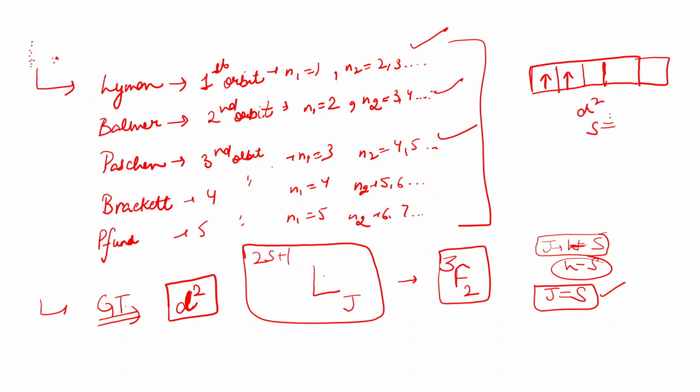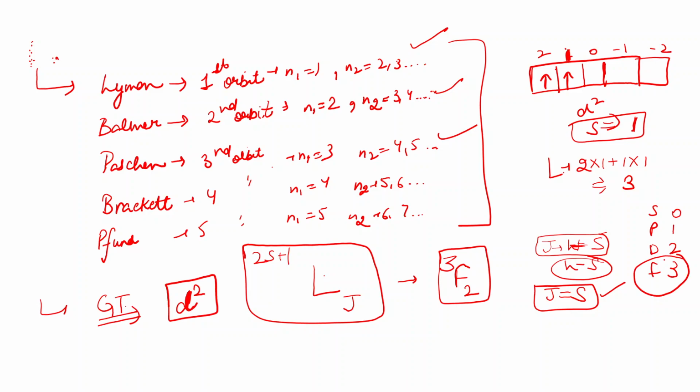what's the S value? Half plus half, it's 1. And what will the L value be? 2 into 1 plus 1 into 1, that means 3. And S, P, D, F are 0, 1, 2, 3. So the L value is 3, that means F.